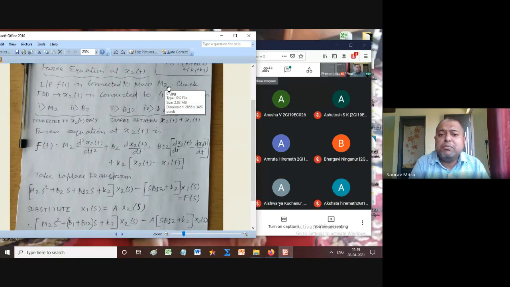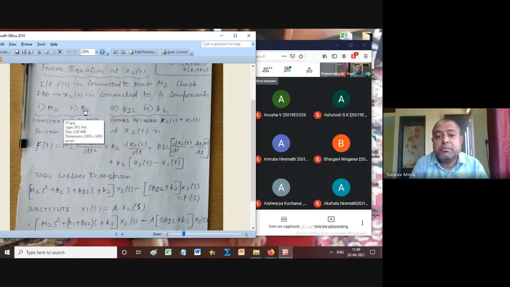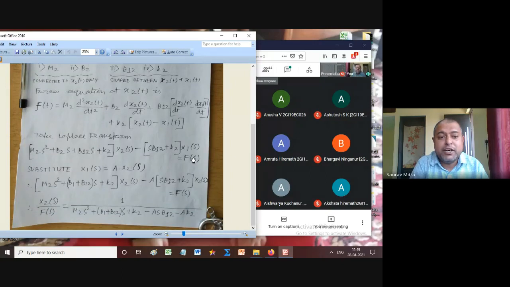So x2 is connected to mass M2. Check the free body diagram. It is connected to B2. B2 is the friction for mass M2, and it is also connected to the shared components B12 and K2. Now Ft is the input to the second loop. So Ft is equal to mass, and displacement with that is x2.